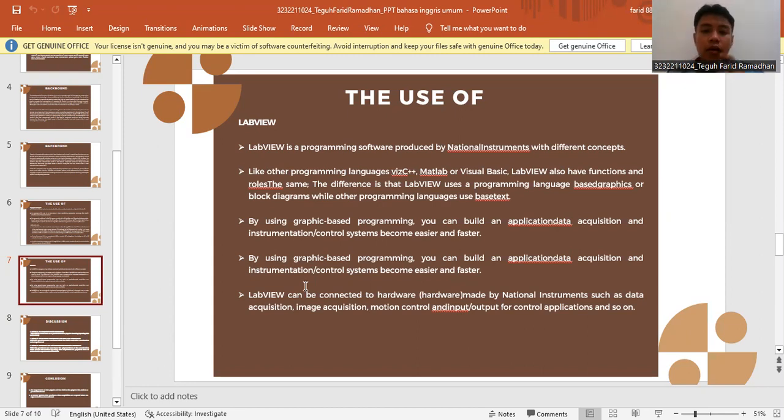And next, LabVIEW can be connected to hardware made by National Instruments such as data acquisition, image acquisition, motion control, and then input or output for control applications, and so on.